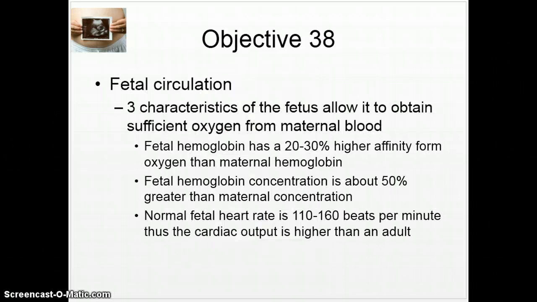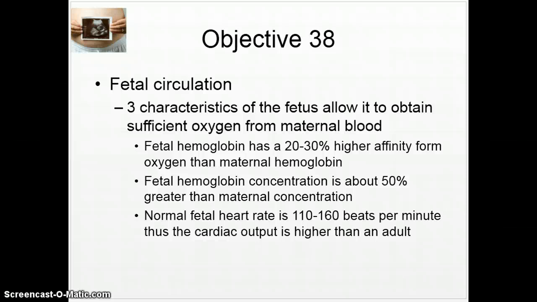Another characteristic of fetal circulation, it allows it to have sufficient oxygen from maternal blood. There are 3 major characteristics of the fetus which allows it to obtain sufficient oxygen from maternal blood. 1, fetal hemoglobin has a 20 to 30% higher affinity for, not from, oxygen than maternal hemoglobin, meaning the fetal hemoglobin is more likely to pull oxygen off of the maternal hemoglobin.